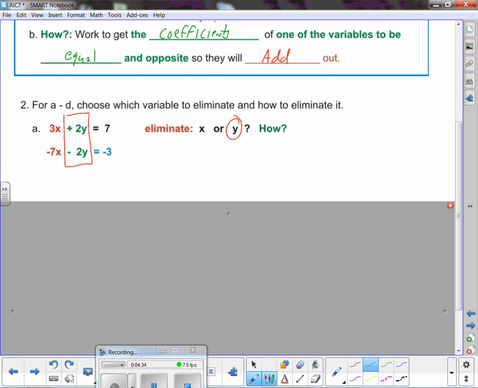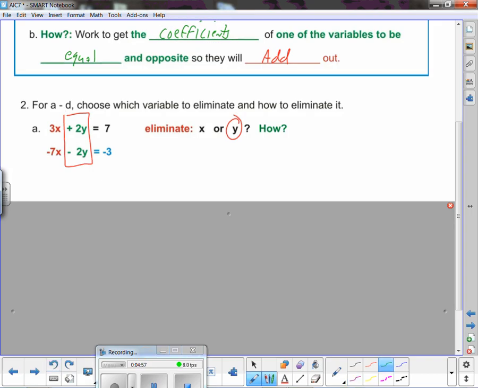Well, if you look at it, remember, what do we want to do? Look at the top here of the screen. How do you get them to add out? Get their coefficients to be equal and opposite. Look what we have. Equal and opposite coefficients. Do you see that? So that's what you're after. So in this first problem, they're already ready to add.